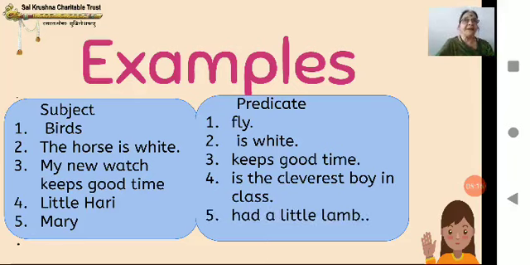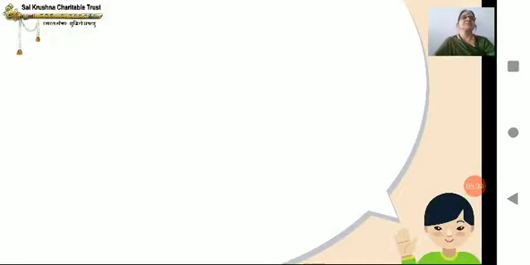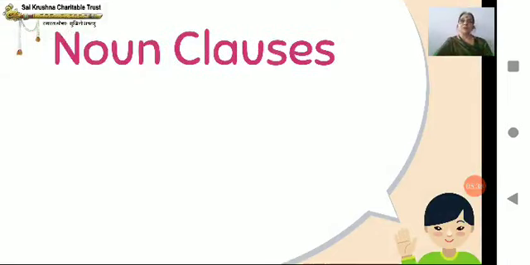Mary had a little lamb. Who had a little lamb? Mary had a little lamb. So subject is that which tells you about the name of a thing, a person, place, whatever it is. And predicate is that part of the sentence which tells you something about the subject. Now we go to noun clauses.